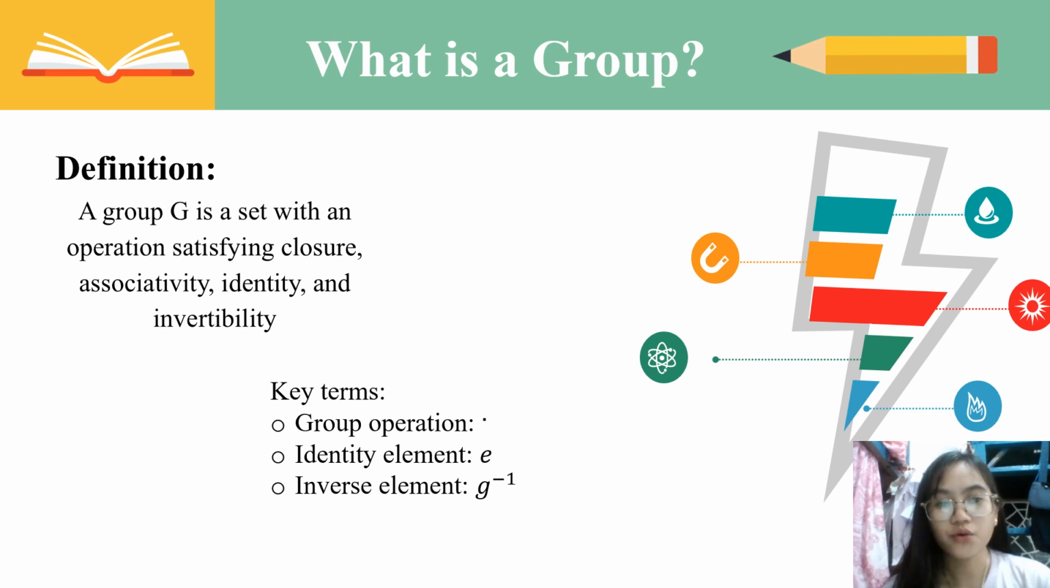By definition, a group G is a set with an operation satisfying closure, associativity, identity, and invertibility, or inverse. For us to know what a group is, it should satisfy these properties. The key terms are the group operation, which is a dot, the identity element, symbolized as E, and the inverse element, symbolized as G inverse, with the exponent -1, read as inverse.